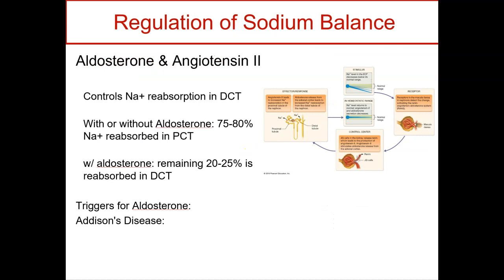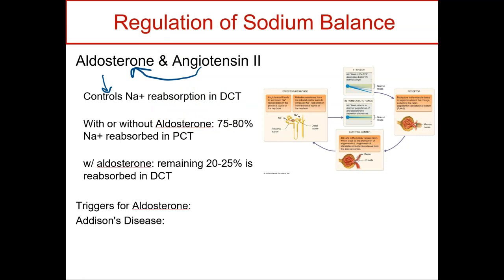The main hormones that control sodium balance are aldosterone, and angiotensin II is here because remember, angiotensin II, once it's formed, will be a trigger to release aldosterone. And so aldosterone is critical because it really controls that sodium reabsorption in the DCT. The sodium reabsorption, remember, is talking about the sodium leaving the filtrate and going back into the blood.